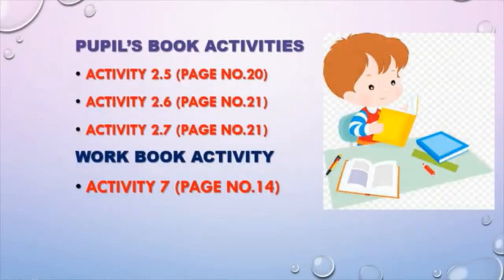Now you have to do the pupil's book activities. So take out your pupil's book and turn to page number 20. There you can see the learning points. Read these points. This is the summary of the lesson. Then after, do activity 2.5, 2.6 and 2.7 in your grammar book. After that, do this workbook activity on page number 14 in the workbook itself.